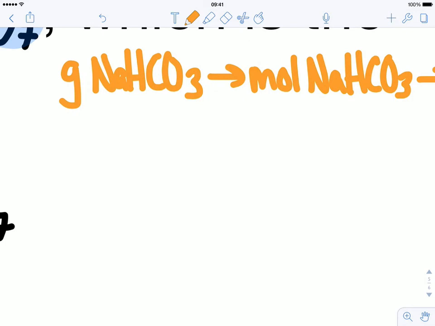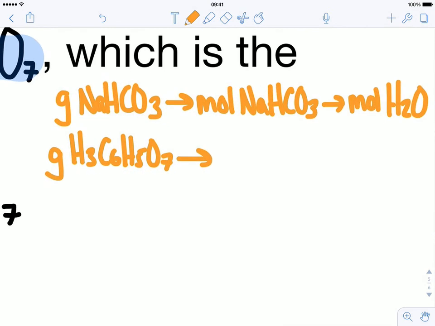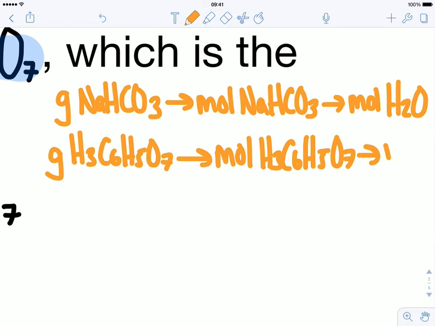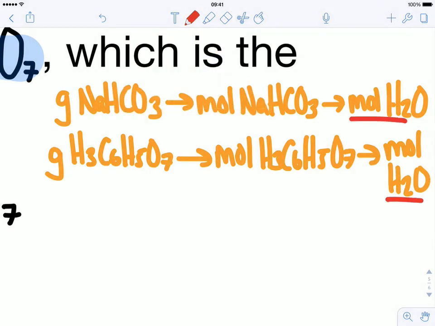Now, I have to do the same thing with the citric acid. So we're given grams of H3C6H5O7, and the first thing we need to do is to convert that to moles of citric acid. So moles of H3C6H5O7. And then after that, we need to convert it to moles of H2O. Because then we will be comparing the same thing, sandwiches to sandwiches, as I like to say. Moles of water to moles of water. Okay, so let's get started.